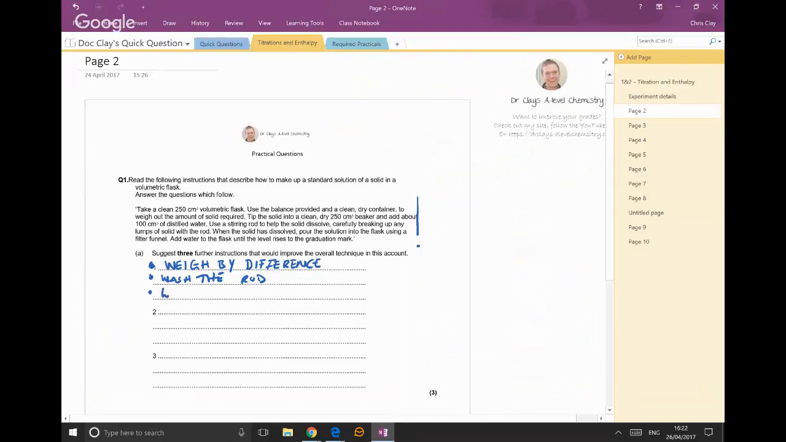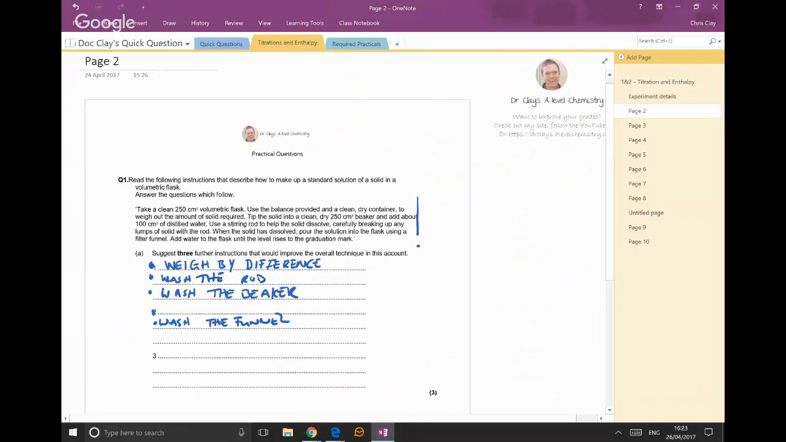We could wash the beaker after we've transferred the sample out. So washing the beaker would be a sensible idea. That's going to ensure that all of our sample is transferred. You could also, here we're talking about a funnel, so we could also wash the funnel, because we could end up with samples on the funnel.